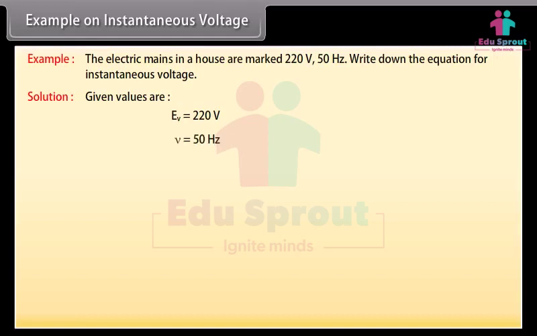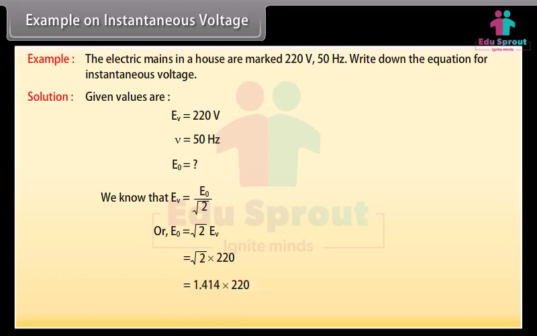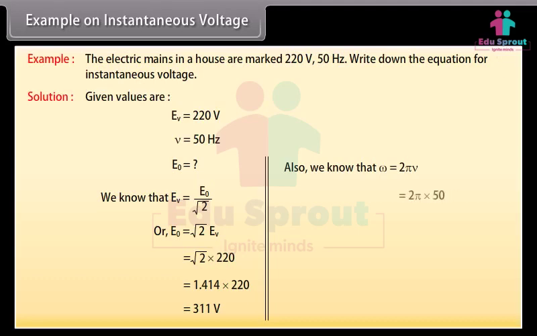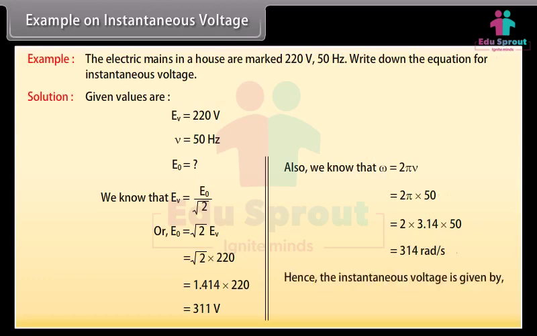Nu is equal to 50 hertz. We know that EV is equal to E naught divided by root 2, or E naught is equal to root 2 EV. On putting the values in the equation, we get E naught is equal to 311 volt. Also, we know that omega is equal to 2 pi nu. On putting the values in the equation, we get omega is equal to 314 radian per second. Hence, the instantaneous voltage is given by E is equal to 311 sine 314t.